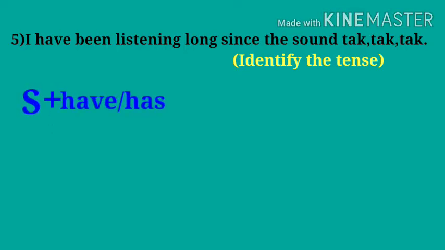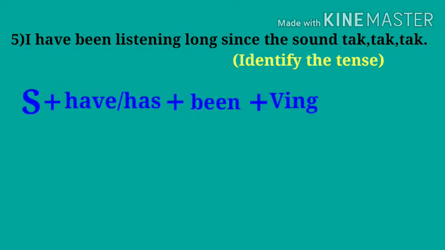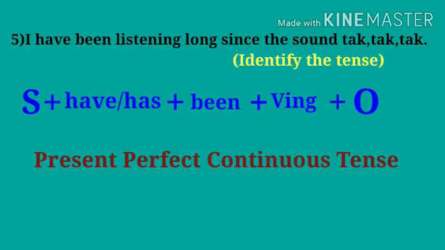Now the next sentence: I have been listening long since the sound tuck tuck tuck. And see the instruction: identify the tense. You have to just identify which tense is used in the sentence. See, have been listening. It means that to have plus been plus ing. So which tense is used here? Present perfect continuous tense. Okay.